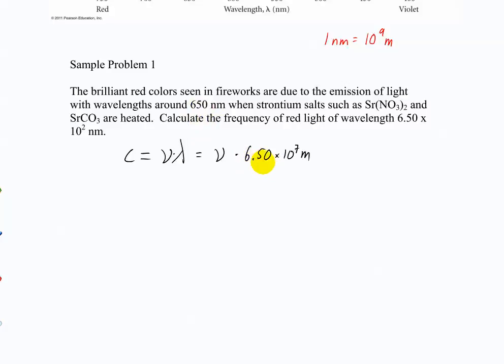Would it be negative? Yes, thanks. 10 to the minus 7 meters. All right, so c is 3.00 times 10 to the 8th meters per second. It's about 300 million, right? Meters per second. So you divide those two.